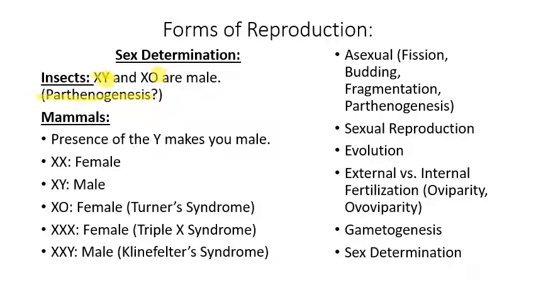Okay, so in mammals, which is what humans are, of course, the presence of the Y makes you male. So XX is female, XY is male, X nothing is female, and that leads to a condition called Turner syndrome. So this is something I might ask you on the final exam. What is Turner syndrome? So Turner syndrome is where you have X nothing, XO. I mentioned earlier that you're supposed to have 2 copies of each chromosome. If you accidentally have 3 copies of one of the chromosomes, that's referred to as trisomy.